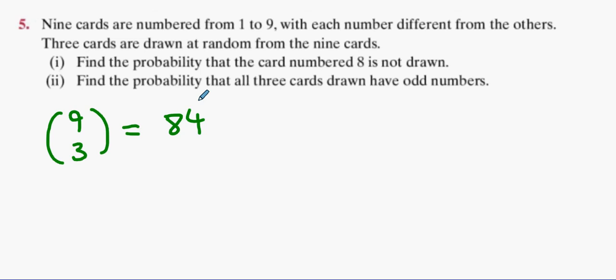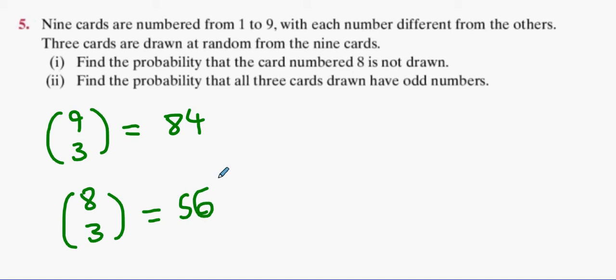Now, what it says next is you're not allowed to draw the number 8. Well, that means you haven't got 9 to choose from. You only have 8 to choose from. So do 8 choose 3, which is 56. And that's a possible total number of 56 out of 84, which is a reasonably tidy fraction of 2/3. Anybody get that? Just me and Ben, is it? Dream team. Big Mick, of course.